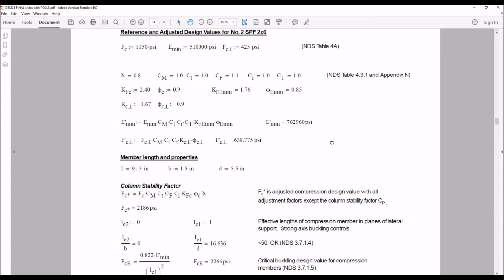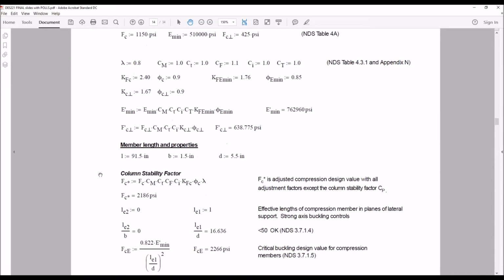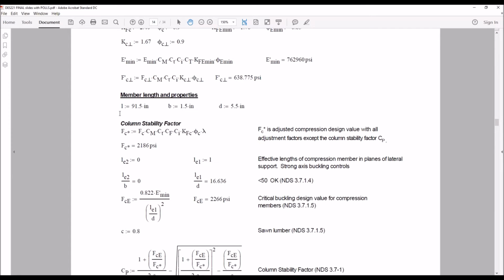The last one we'll need to calculate, though, is our F sub C prime, our adjusted compression stress. And to do that, we need to calculate that column stability factor. So laying out our member geometry, the length is 91.5 inches. Our member is a 2x6 nominally, so its actual dimensions are 1.5 inches by 5.5 inches. For the column stability factor, we start our calculation with this F sub C star.